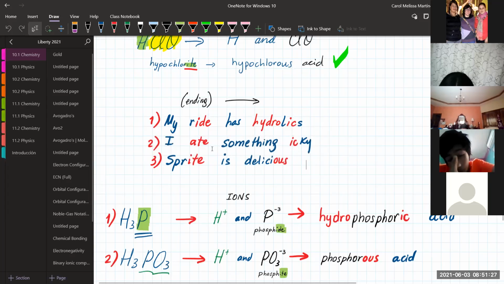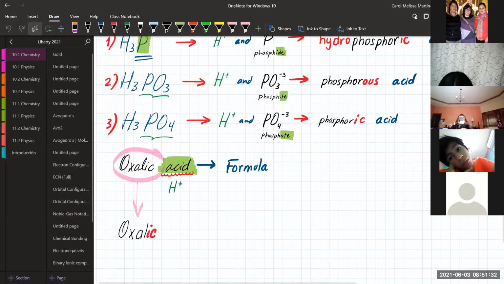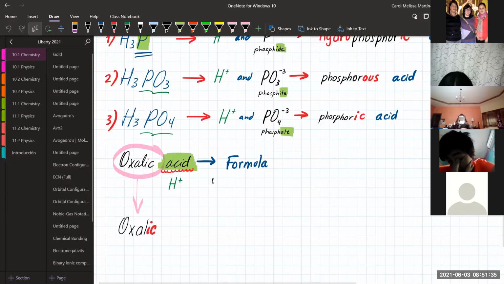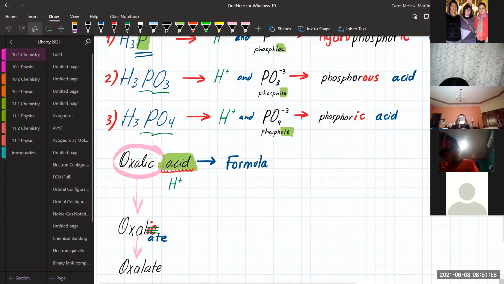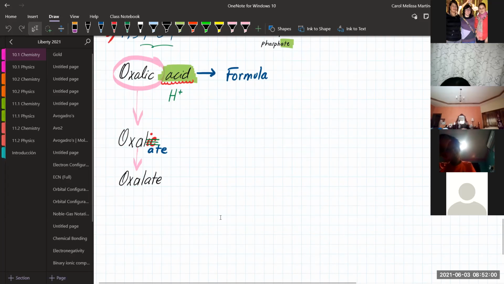So that means that the polyatomic name originally ends in ATE. So I'm going backwards. I'm going to get rid of the IC, and I will be replacing it by ATE. So this gives me in the end the name oxalate. Once you have oxalate, you look for the polyatomic ion. What polyatomic is this?